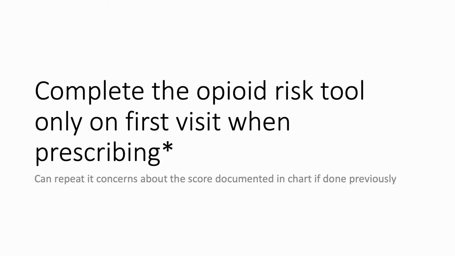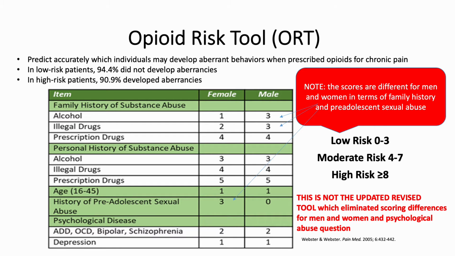And you'll complete the opioid risk tool only on the first visit when you're prescribing. Now, if there is a score in the medical record and based on your interview it seems like it's inaccurate, you can redo it. So what is this opioid risk tool? Many of you may have used it in your previous settings. It's to predict which individuals may develop aberrant behavior when prescribed opioids for chronic pain. Lynn Webster developed the original tool back in 2005, and it was really only tested on about 200 people in his clinic. This is not the updated revised tool, which I'm going to show you on the next slide, but this is what we have in the medical record.